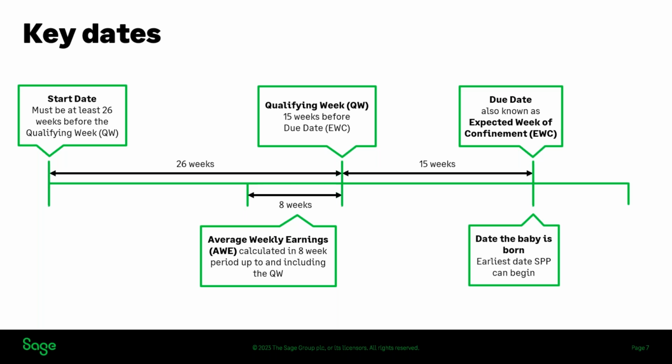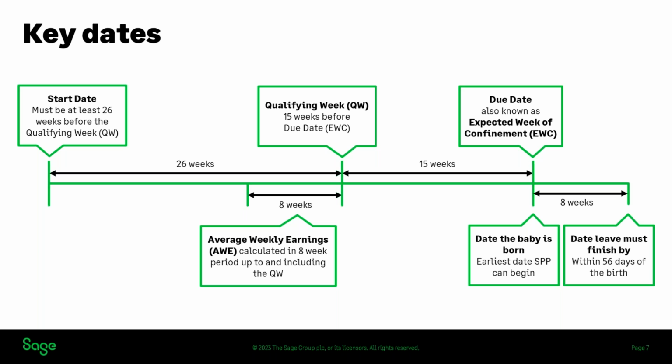The earliest date that paternity pay can be paid is the date the baby is born. And currently, the leave must finish within 56 days of the baby's birth.